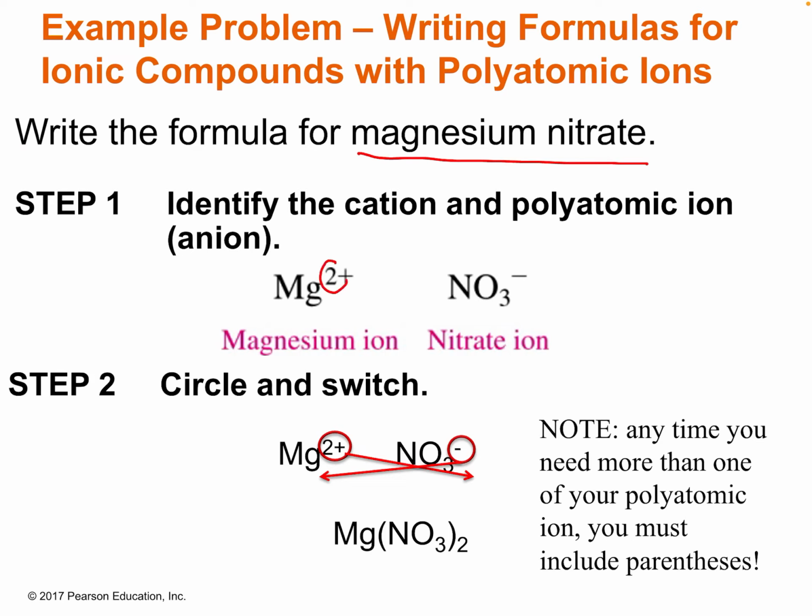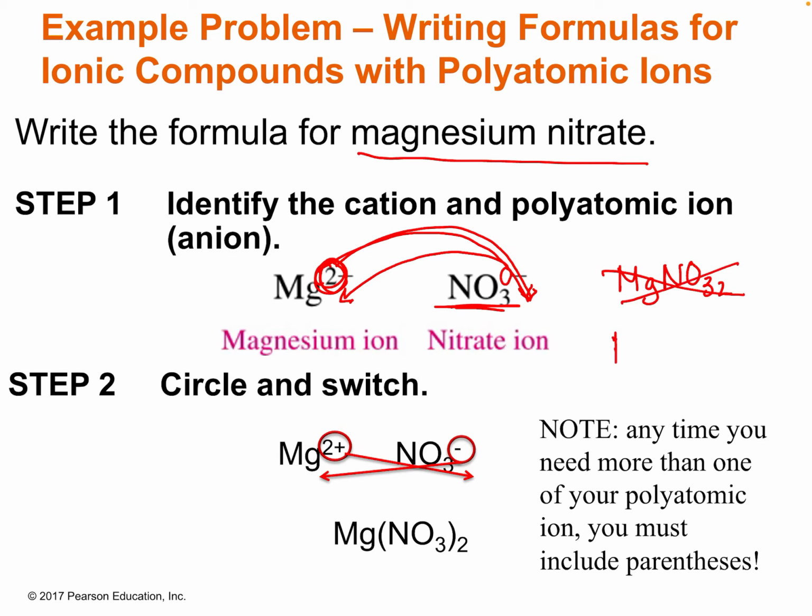So when we circle and switch, the 2 is going to go to the nitrate, and that imaginary 1 will go to the magnesium. So when we do that, though, the magnesium will get this 1, so it's Mg imaginary 1, but that 2 needs to go to the entire nitrate. So it needs to go to all of this. So we don't just write it as MgNO32, because I see this a lot. People will do this, but now it looks like you have 32 oxygens, which is not what we want. People will also do this.